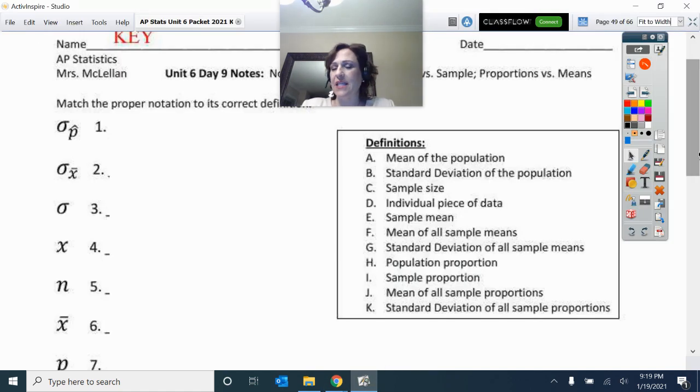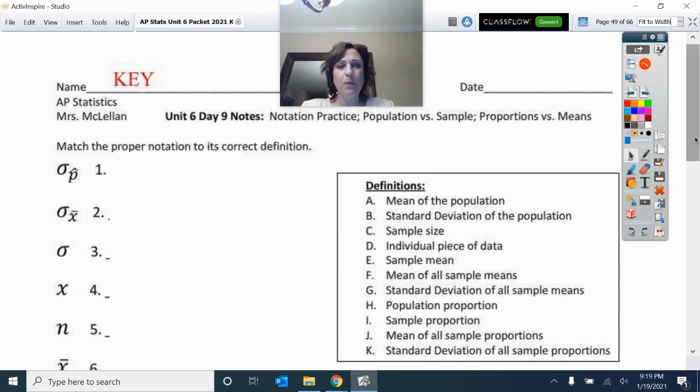All right, let's take care of this last little bit of this unit 6. So this will kind of finish up our sampling distributions. What we want to do is really solidify the notation that we have for population versus sampling distribution of proportions and means.